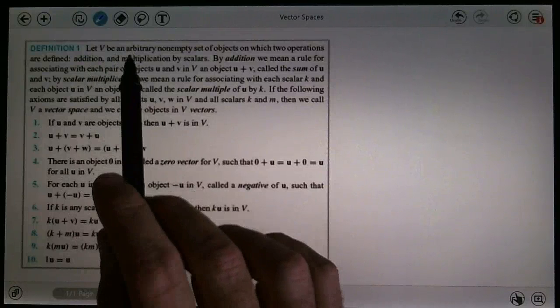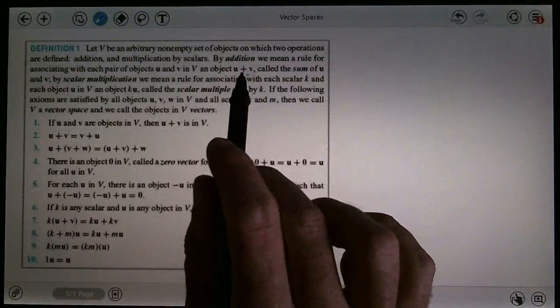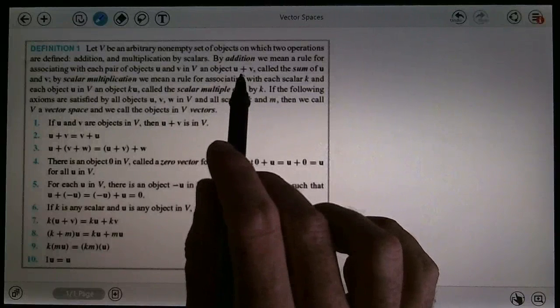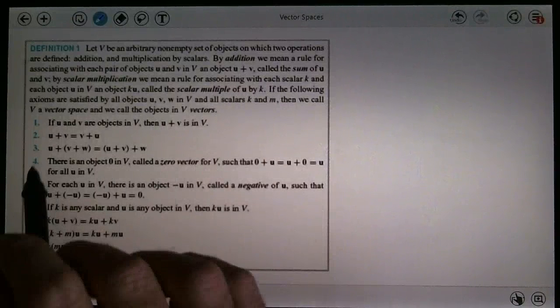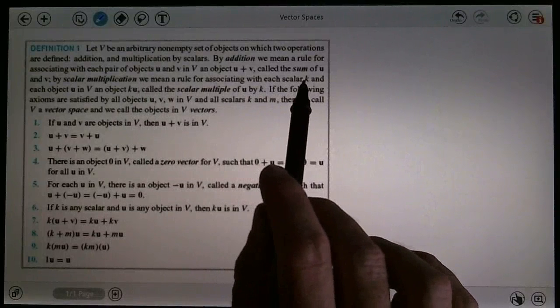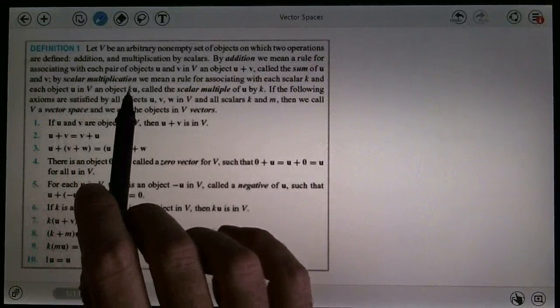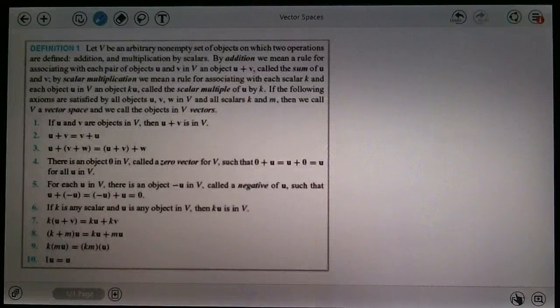So here we go. Let V be an arbitrary non-empty set of objects on which two operations are defined. We call them addition and multiplication by scalars. By addition, we mean a rule associating with each pair of objects u and v another object, u plus v. We just denote the operation with a plus sign. It's called the sum of u and v. And by scalar multiplication, we mean a rule associating with each scalar k, scalars are real numbers, and each object u in V, a new object called ku. This is called scalar multiplication.